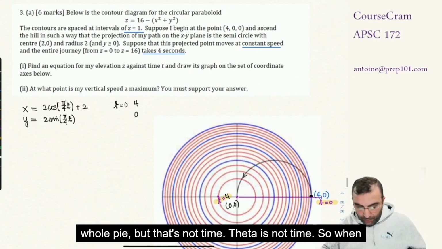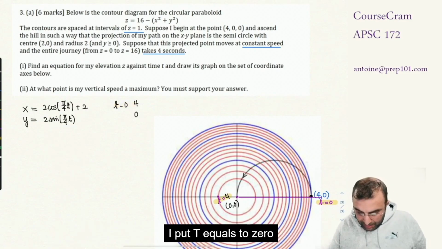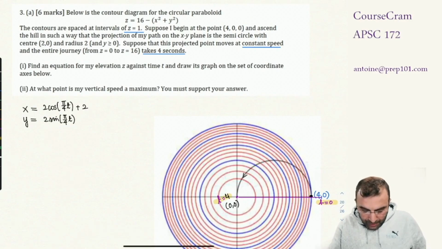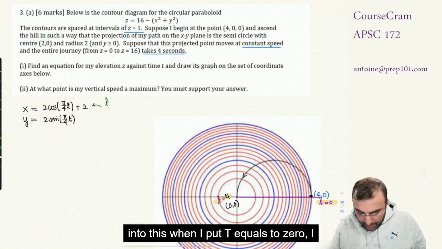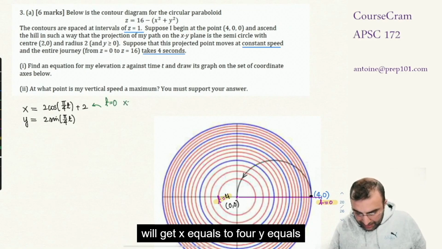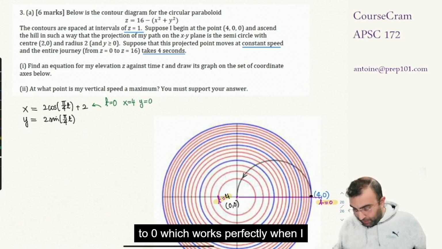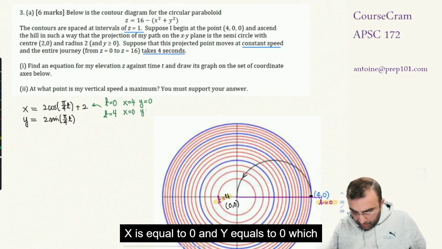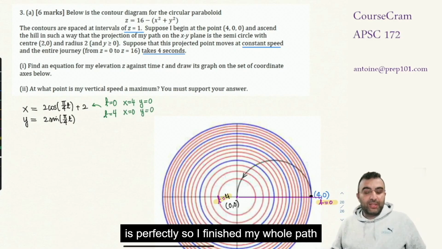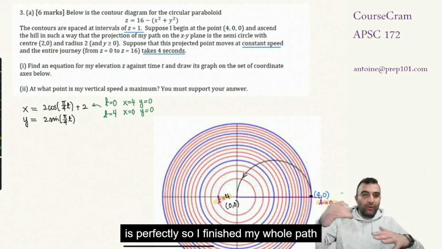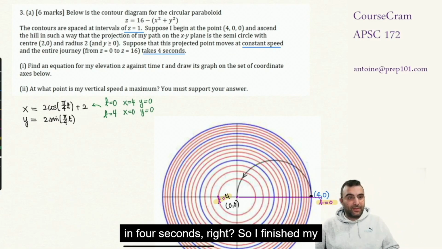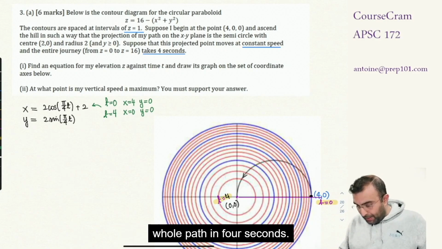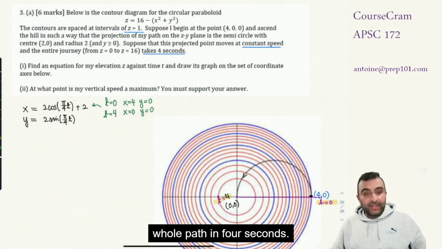Theta is not time. So when I put t equals 0 into this, I get x equals 4, y equals 0, which works perfectly. When I put t equals 4, I get x equal to 0 and y equal to 0, which is perfect. So I finished my whole path in 4 seconds.